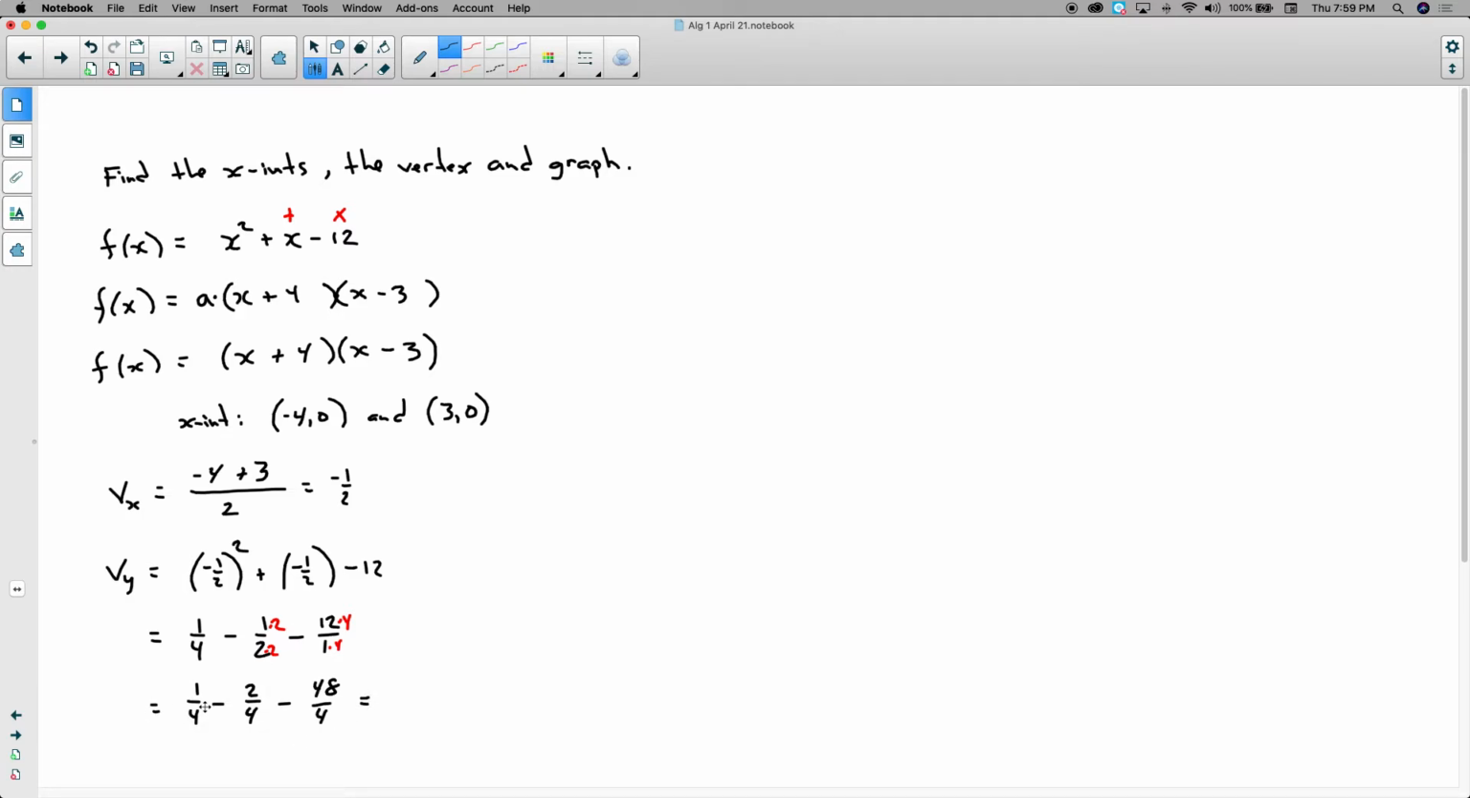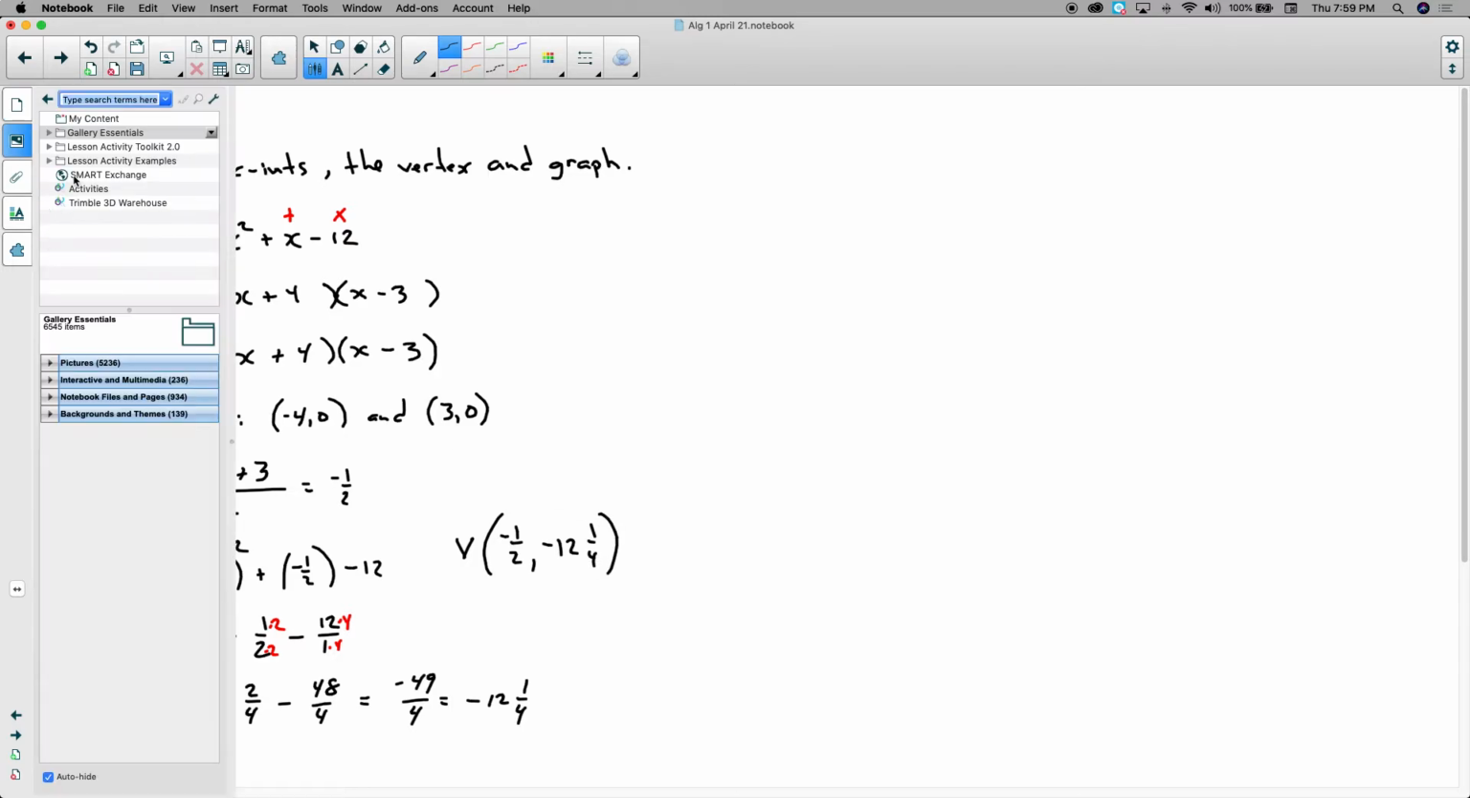And that turns out to be, what is that? 1 minus 2 is negative 1. That's negative 49/4. Okay, so let's get that. Let's see, negative 4 goes in there 12 times with 1 left over. All right, so I've got the vertex is (-1/2, -12 1/4).